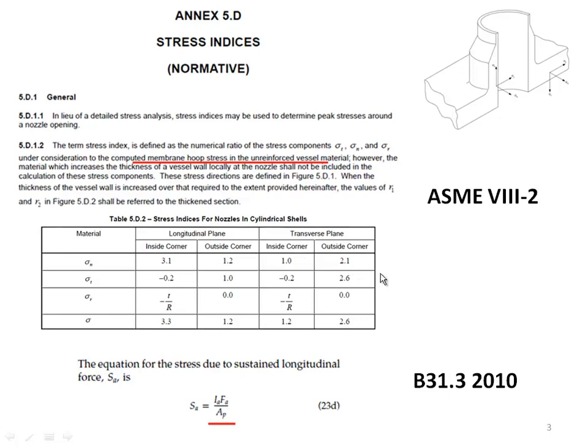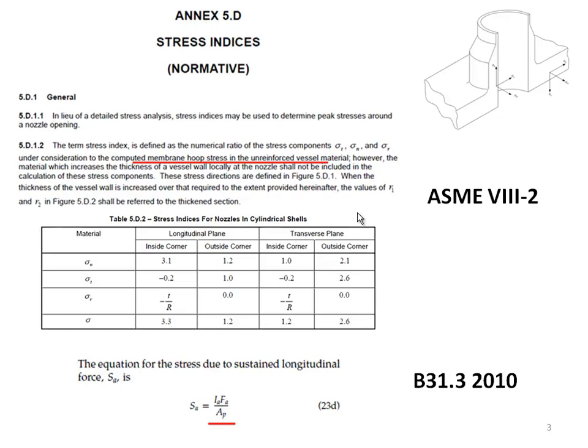If we go to Annex 5.D in Section 8, Division 2, we're given stress indices for pressure for nozzles in certain geometries of cylindrical shells. The stress index from Section 8, Division 2 is not 1, it's 3.3, but it is based on the membrane hoop stress in the vessel, which is PD over 2T.